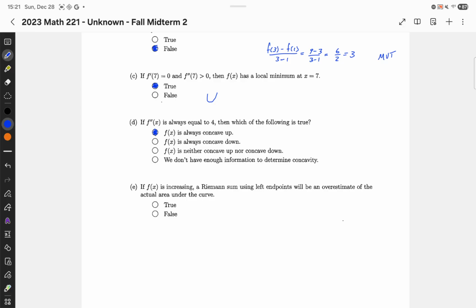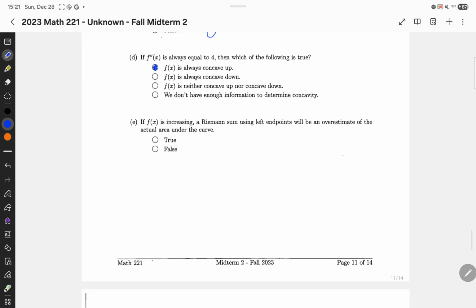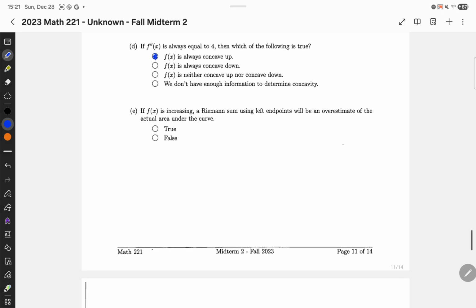Now lastly, for part E, if f of x is increasing, a Riemann sum using left endpoints will be an overestimate of the actual area under the curve. For this one, I think the easiest way is to just check. So if f of x is increasing, then there's a couple things it could look like. It could look like this, could look like this, or it could look like this.